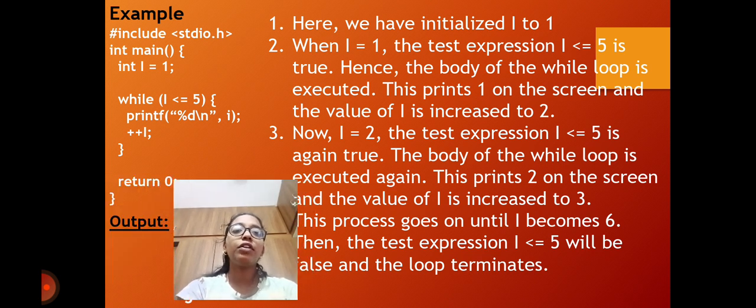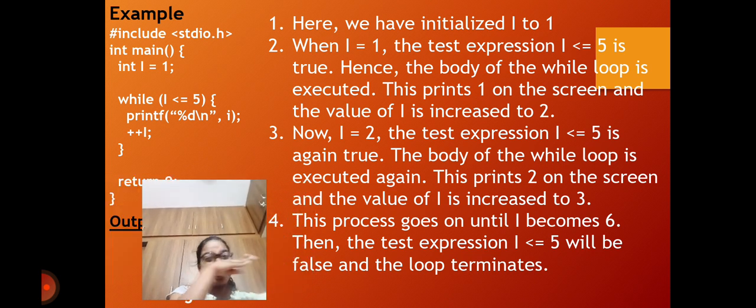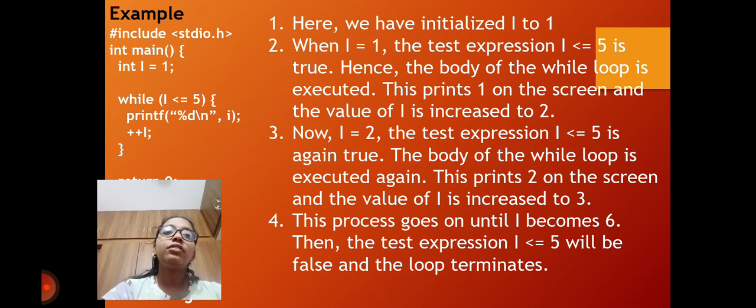This is an example of the while loop. Here we have initialized i to 1. When i is equal to 1, the test expression i is less than or equal to 5 is true. Hence the body of the while loop is executed. This prints 1 on the screen and the value of i is increased to 2. Now i is equal to 2. The test expression i is less than or equal to 5 is again true.